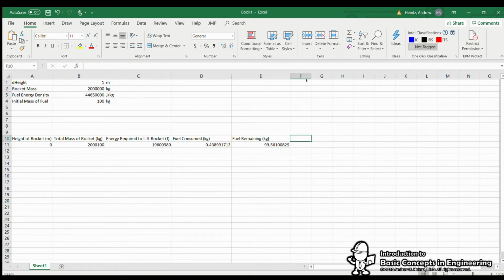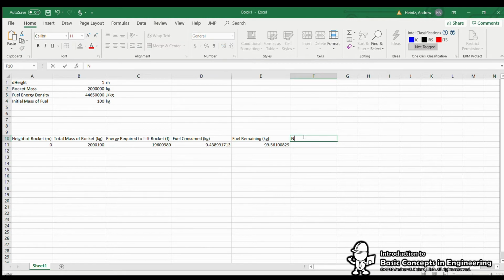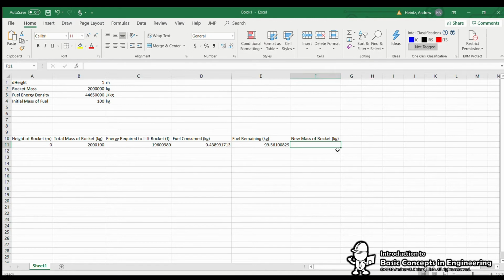Right, now the last column we want, and this one's important, not like all these aren't important, but this one is also important. We want to know the new mass of the rocket. That will also be in kilograms. And this one, very simply, to get the new mass of the rocket, we take the total mass of the rocket at the start, minus the amount of fuel consumed.